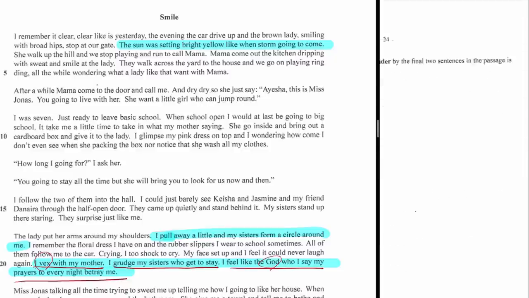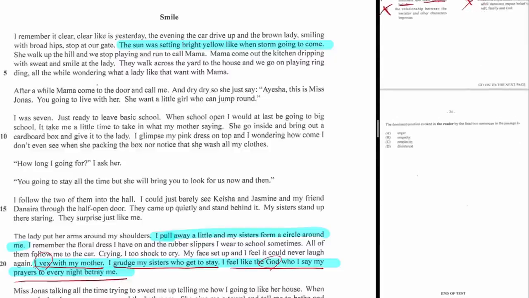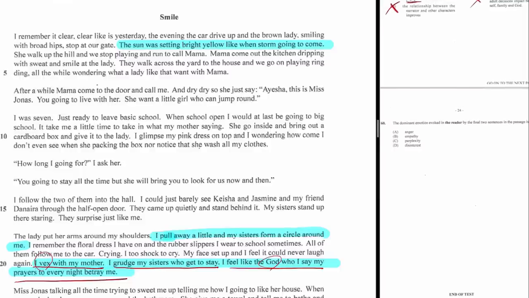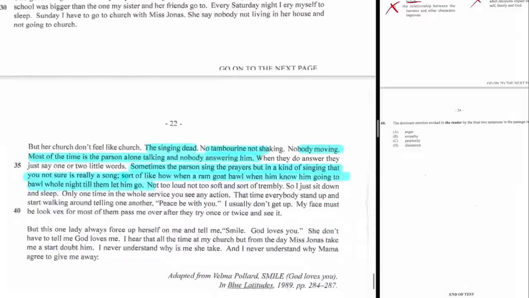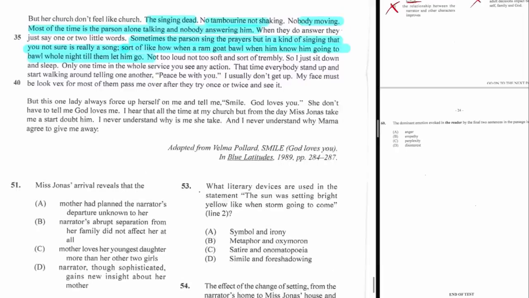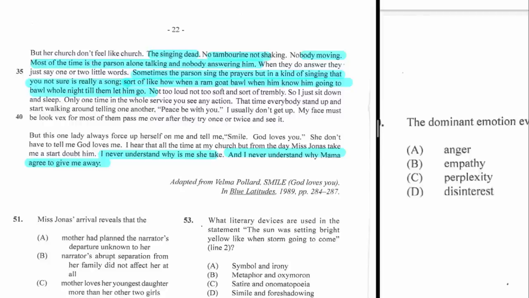Okay, 60. The dominant emotion evoked in the reader by the final two sentences in the passage is... So as we read these last two sentences, what do we feel? I never understand why it's me she take. And I never understand why Mama agreed to give me away. So this is a tricky one. I actually went back and forth between B and C on this one. A is a weak answer, but it's not as bad as D.